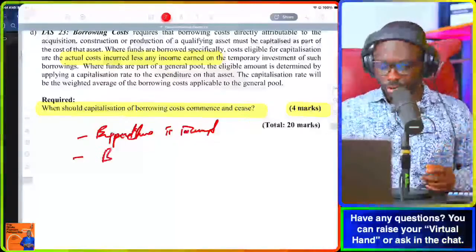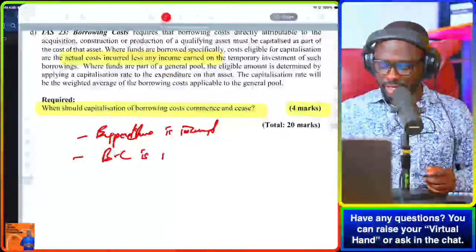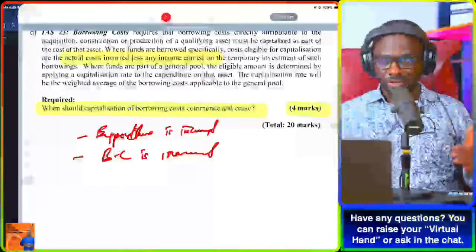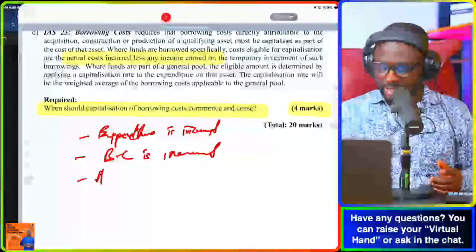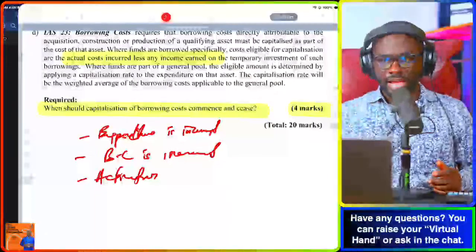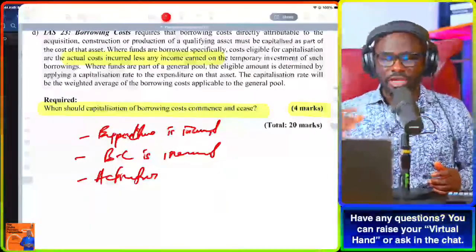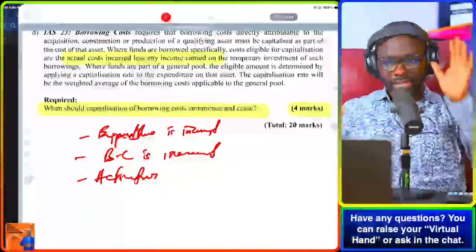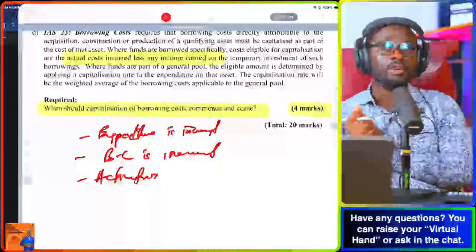2, borrowing cost is being incurred. So we are paying for the interest or interest is due. And then 3, activities necessary to complete the asset or make the asset ready for its intended use are ongoing. Then we can capitalize.